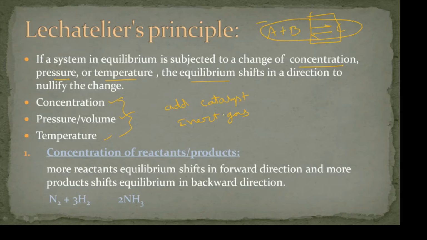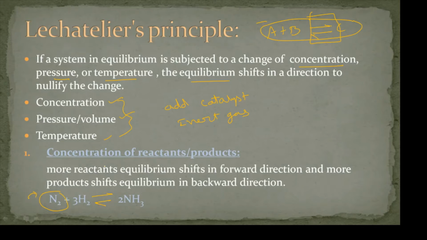First one, the concentration of reactants and products. There is a reaction here: N2 plus 3H2 gives ammonia. In this reaction, if the product is formed, the reaction proceeds in the forward direction, right? Then only the product will be formed. So this is the system. I change the concentration of N2. That means more moles of nitrogen are added to the reaction mixture. More nitrogen means the reactant's concentration is increased now.